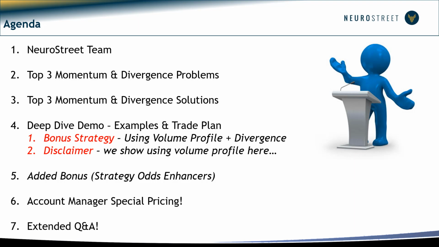We're going to talk about the top three momentum and divergence problems. There are problems using momentum and divergence, and I want to cover those very quickly and efficiently. I then want to provide you with three solutions that we can use to our advantage using the VMDivergences software. I think it's really important to know why you use a tool, why you want to use an indicator, or why you would look to apply a strategy with regards to the software. You don't just use something unless it solves a problem, right? So that's why we want to teach you that.